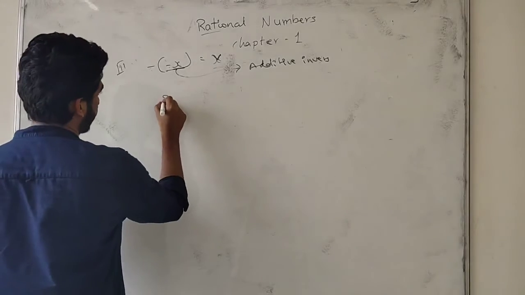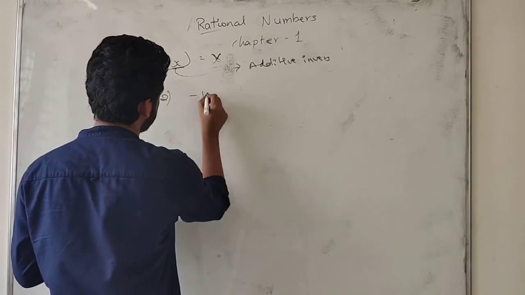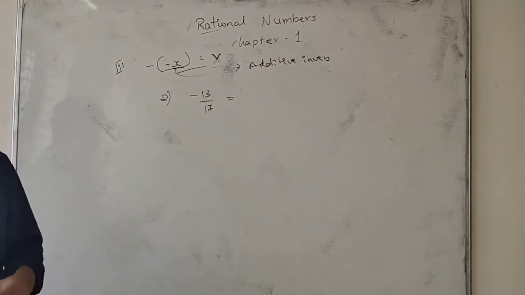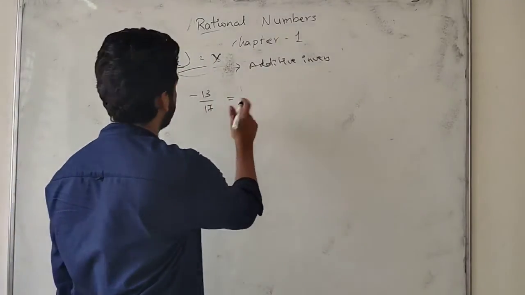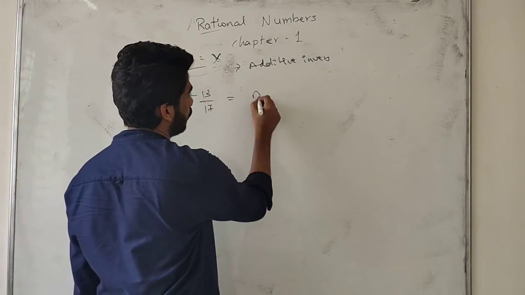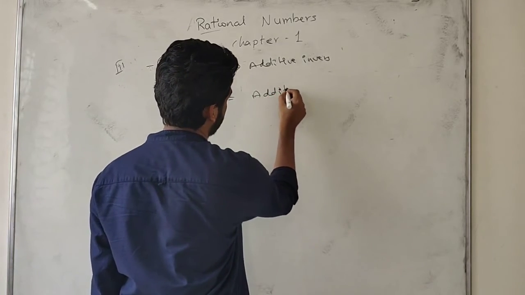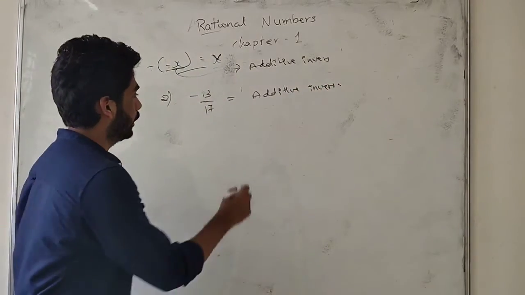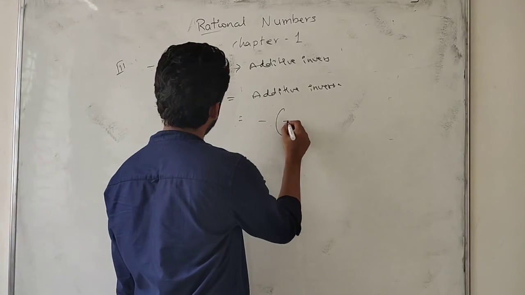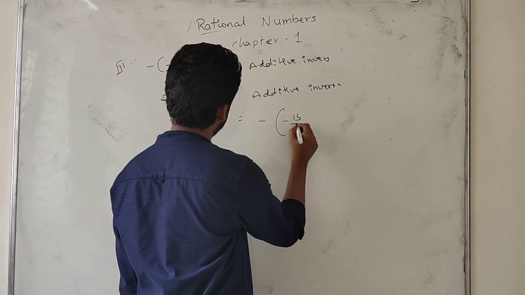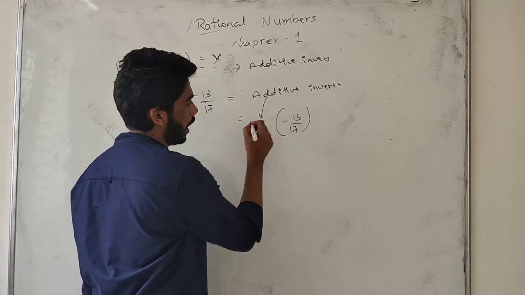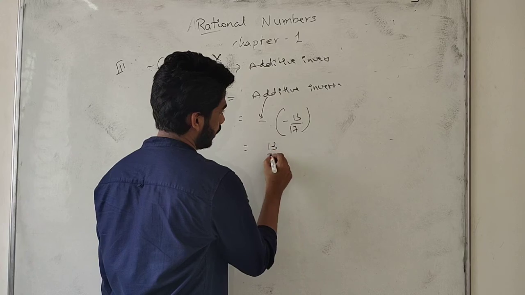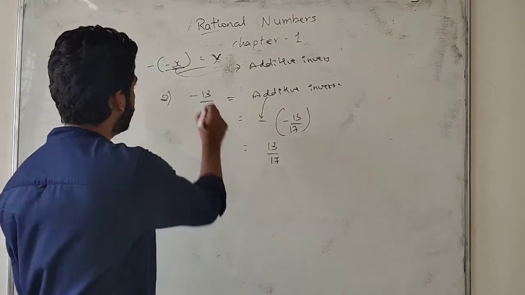So in this one, the second one, minus 13 by 17. We have to prove this one is the right side. So next one, minus 13. If we take this one as an additive inverse, we can write it as minus sign is equal to minus 13 by 17. Additive inverse means we have to change the sign. So what we get: minus into minus plus 13 by 17.